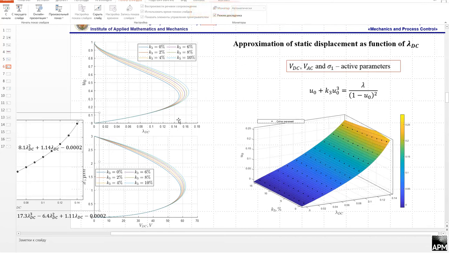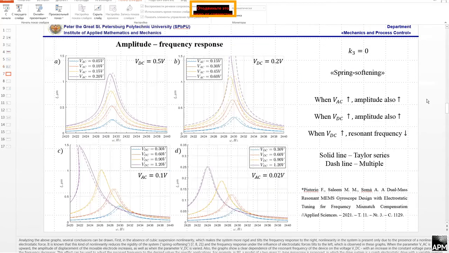On the left side, you can see dependence of static deflection via static voltages with different values of cubic nonlinearity k3, in dimensionless and dimensional form. Okay. Next, the amplitude frequency characteristics were plotted for various values of parameters VDC and VAC.